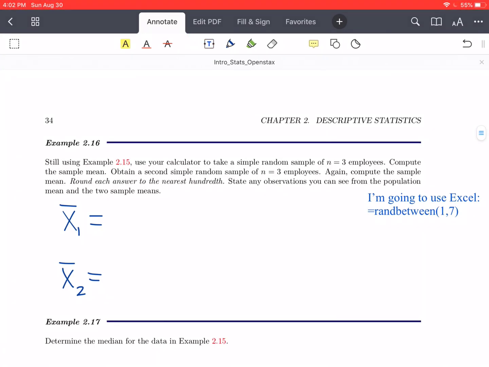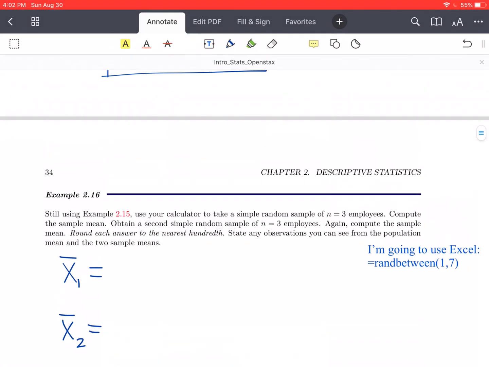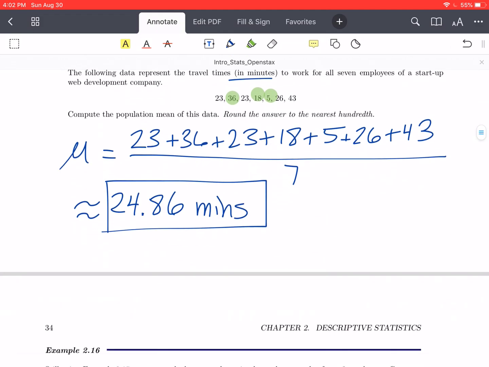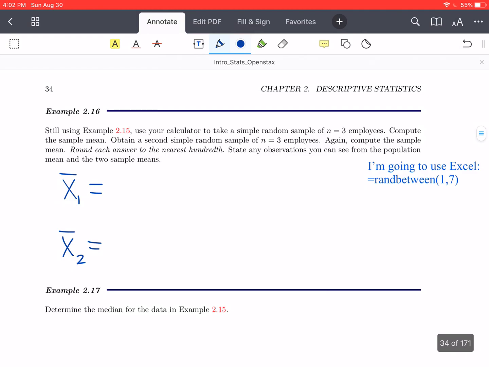So what that's telling us to do then is take the second person, the fourth person, and the fifth person. So that's 2, 4, and 5. So 36, 18, and 5. That's going to be our first sample. So 36 plus 18 plus 5 over 3. And let's go ahead and get the other one.